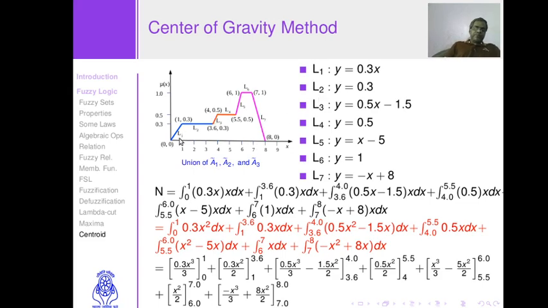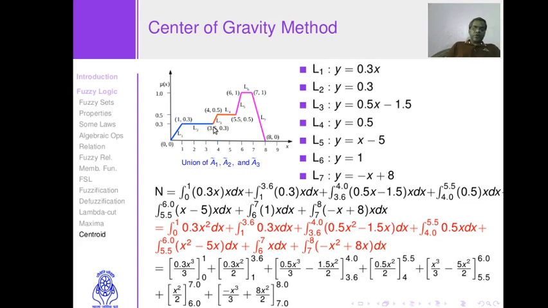For segment 1, labeled L1, the limit varies from 0 to 1. The x coordinate varies from 0 to 1. So the limit varies from 0 to 1 because we are performing integration with respect to x. The limit is considered only for the x coordinate. So for this segment it is 0 to 1. The equation is 0.3x. We write it here, 0.3x and then x dx, plus the second segment.